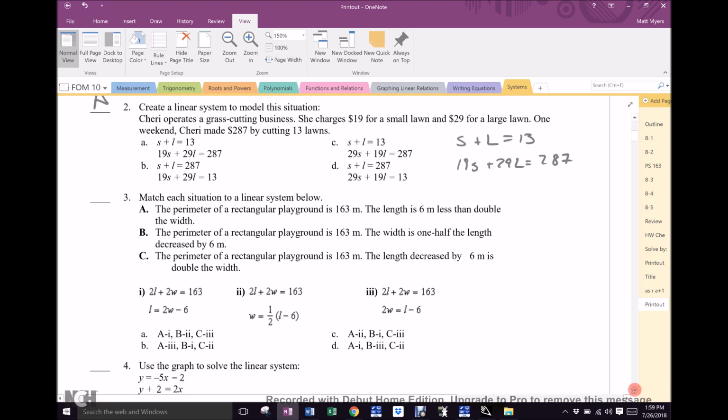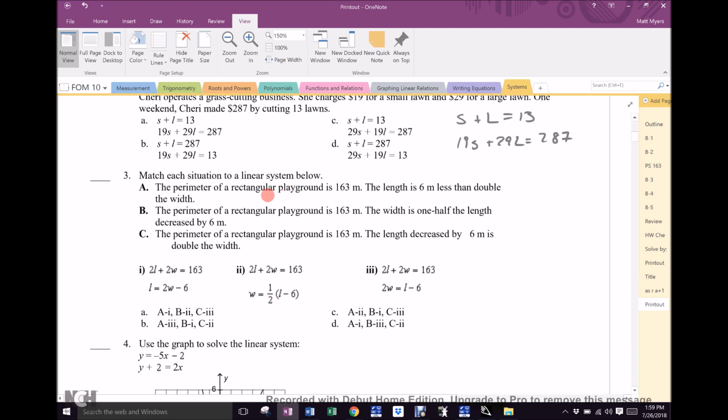This one was really hard. The perimeter of a rectangular playground is 163, so that's 2W plus 2L equals 163, which is all of them. So we're in a bit of trouble. So in A, the length is 6 meters less than double the width. So the length equals double the width minus 6, 2W minus 6. Okay, that's A.